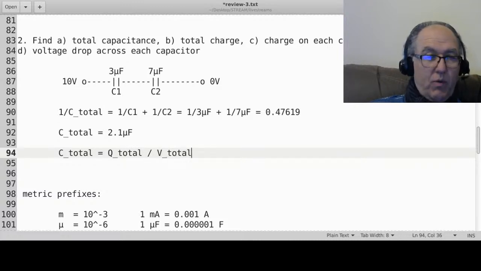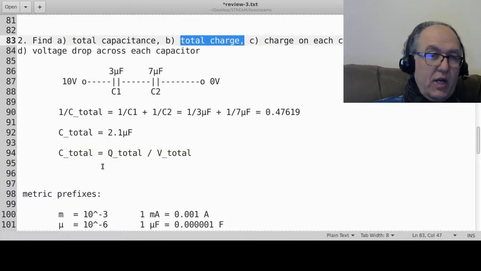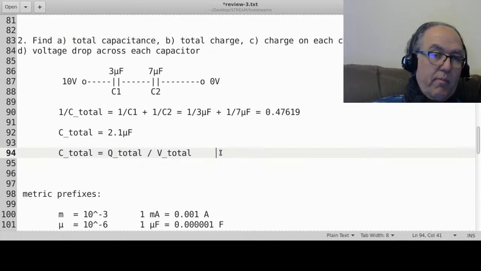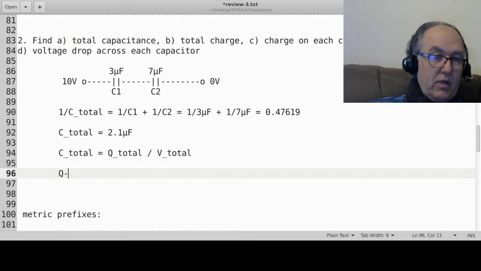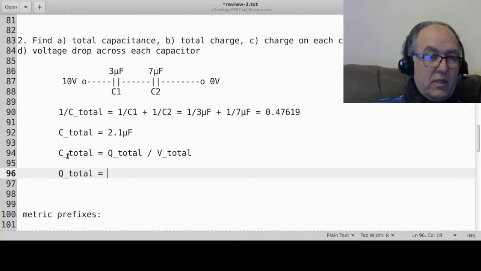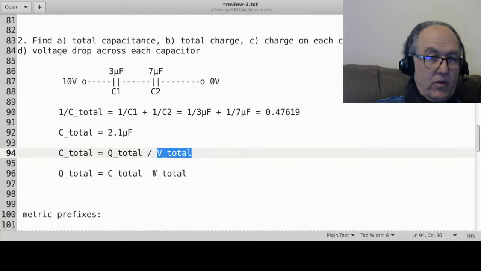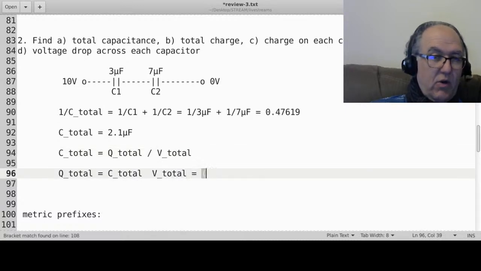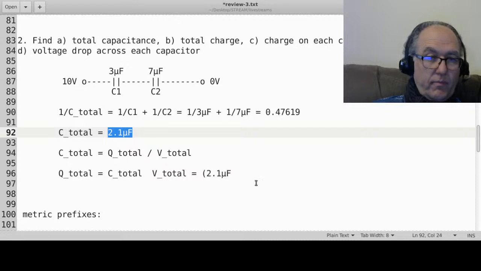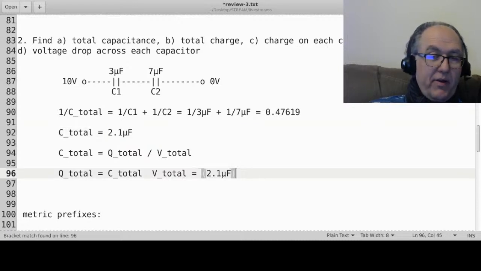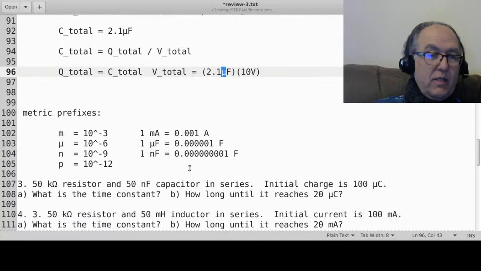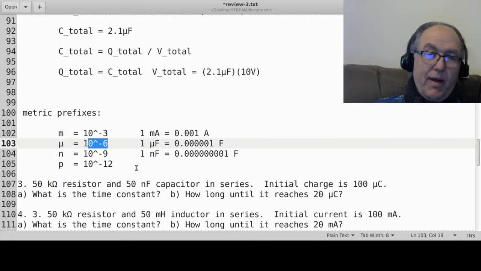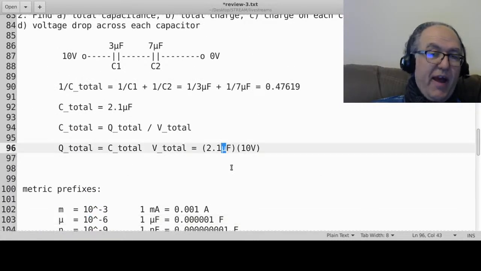And what am I asking for? I'm asking for the total charge. That's Q. So multiply both sides by V total. That isolates Q total, which is going to equal C total multiplied by V total. We have those numbers. C total we just found to be 2.1 microfarads, and V total is 10 volts. The micro just goes along for the ride. You could think of it as times 10 to the minus 6, just another factor in there.